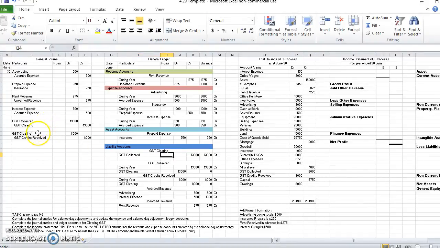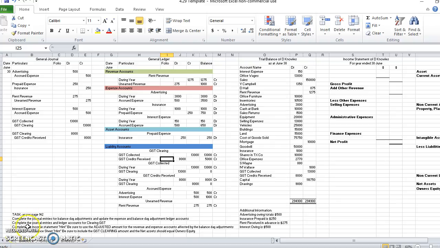The next one, GST clearing, was debited for $8,000. GST clearing, debit for $8,000. We haven't recorded that yet either. So if we have a credit balance, we minus any debits, and we get our credit balance. The opposing account was GST credits received. And GST credits received, credit for $8,000. That's already been completed.